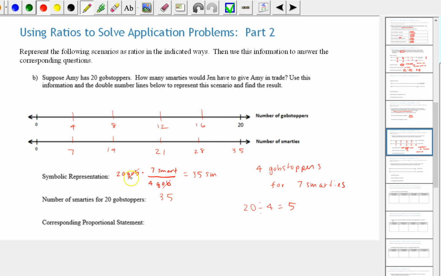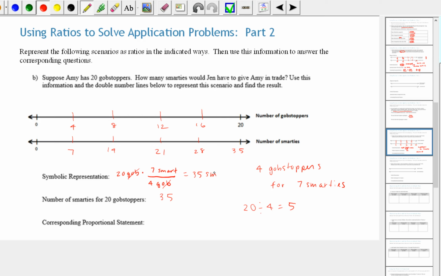So we were about here, okay? We had the 20 gobstoppers. We partitioned them into groups of 4, so we think of that as dividing by 4, and then we multiply by 7. Notice, connecting this again to the broomsticks, there's 7 quarters times as many times the 20 gobstoppers to get to 35 Smarties. And again, you can write the corresponding proportional statement.